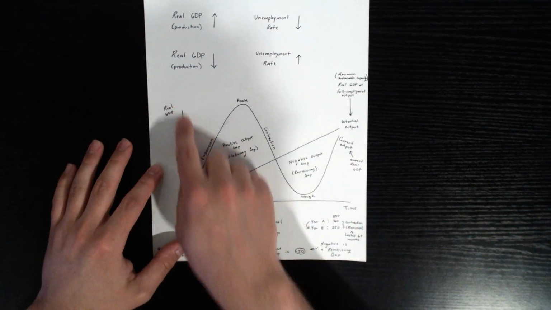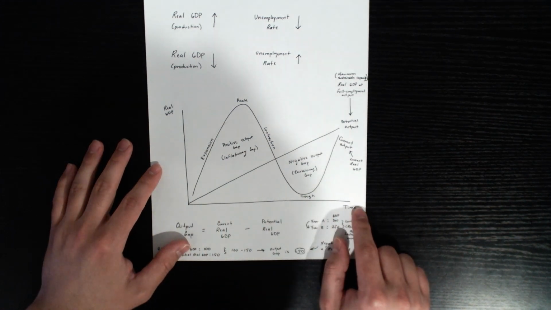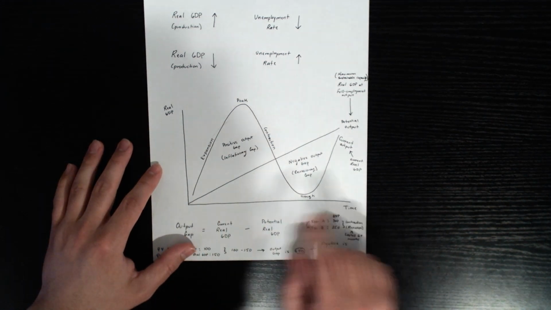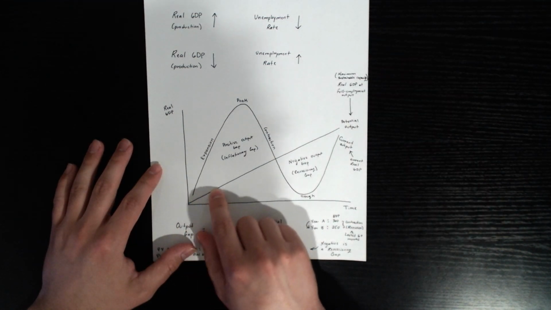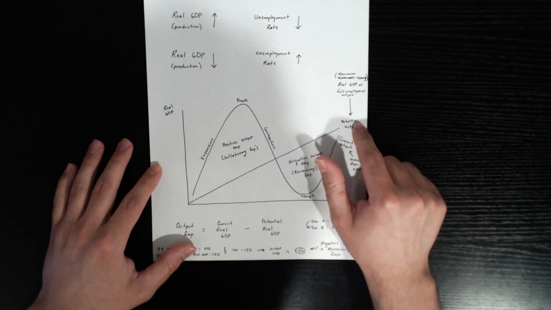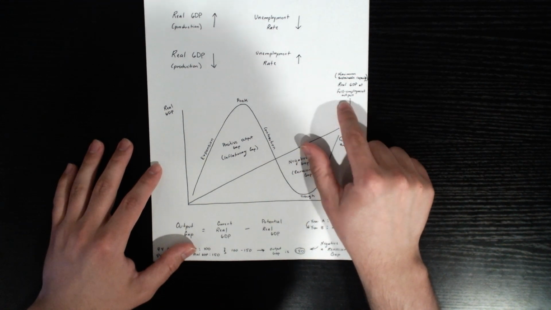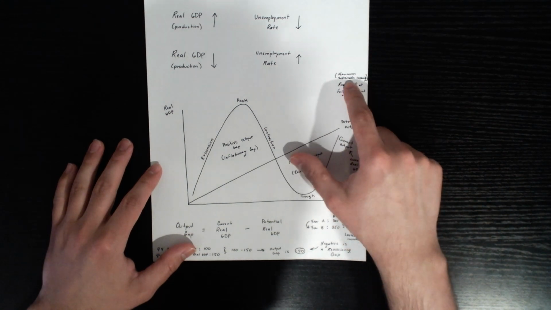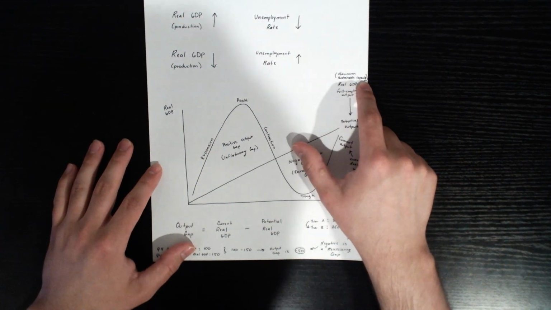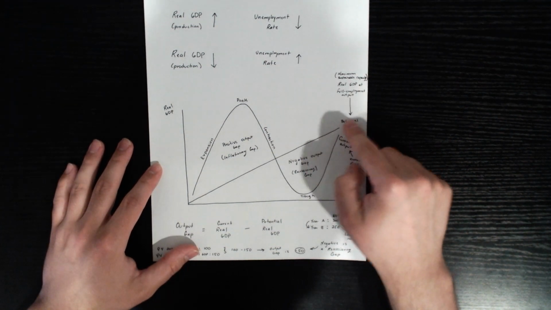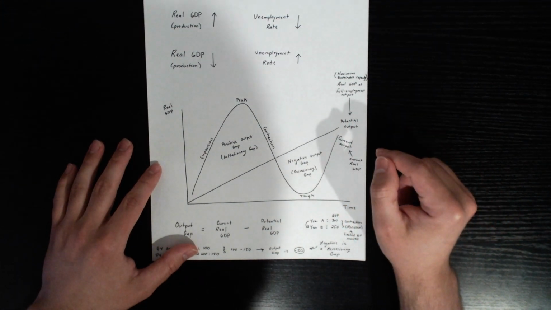So we have real GDP, which is production, on the y axis, and time on the x axis. We can see the business cycle right here, but first I want to mention this straight line. The straight line is potential output. This is real GDP at full employment, or what the economy can sustain for a long period of time. This is the economy's natural state, if you remember the natural rate of unemployment from our previous videos.